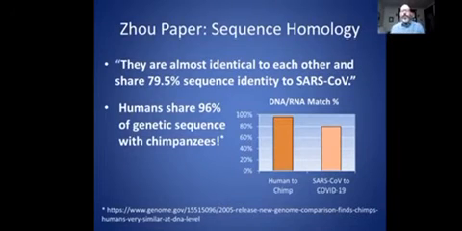Now, 80% may sound like a lot, but I did some digging and found that humans share 96%, so 16% more of their genetic sequence with chimpanzees. So if you were to say that 80% sequence identity means that it's a coronavirus, well, you'd be saying that if you had a DNA sample from me and compared it to chimpanzee sequences, you would say that I was a chimpanzee, which clearly I am not.